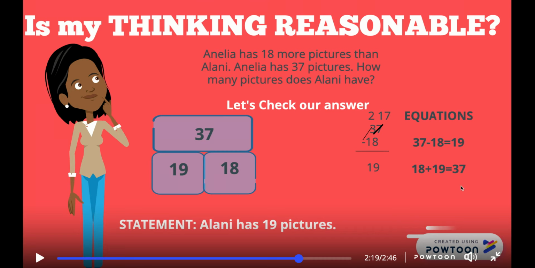I'm going to check my answer over here. So does 18 plus 19 equal 37? So 9 ones plus 8 ones is 17 ones. So I put my 7 down in the ones place, and then I'm going to add my 1 to the tens. So I have 1 ten plus 1 ten plus 1 ten, which is going to give me 3 tens, which is 37. So my statement is going to be Alani has 19 pictures.